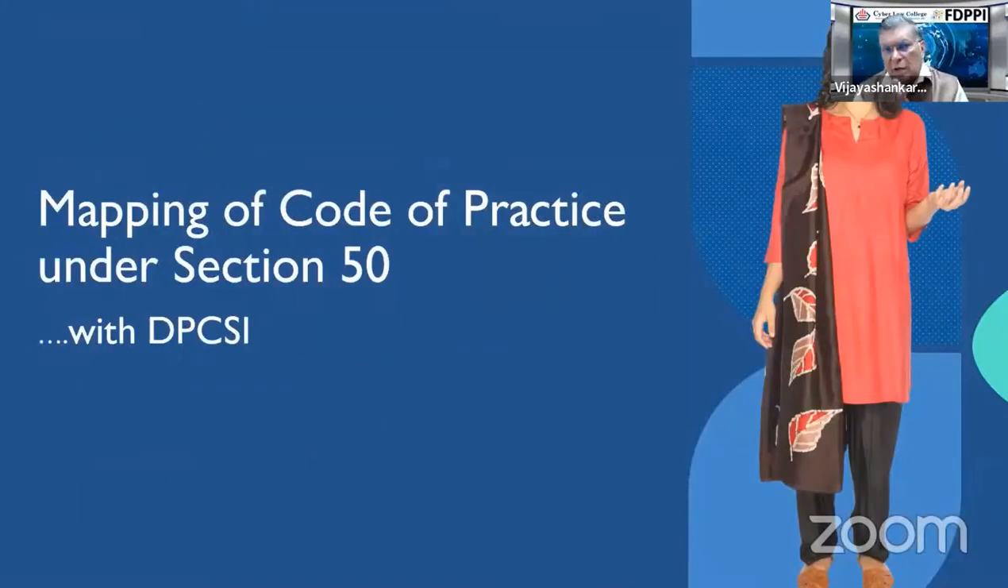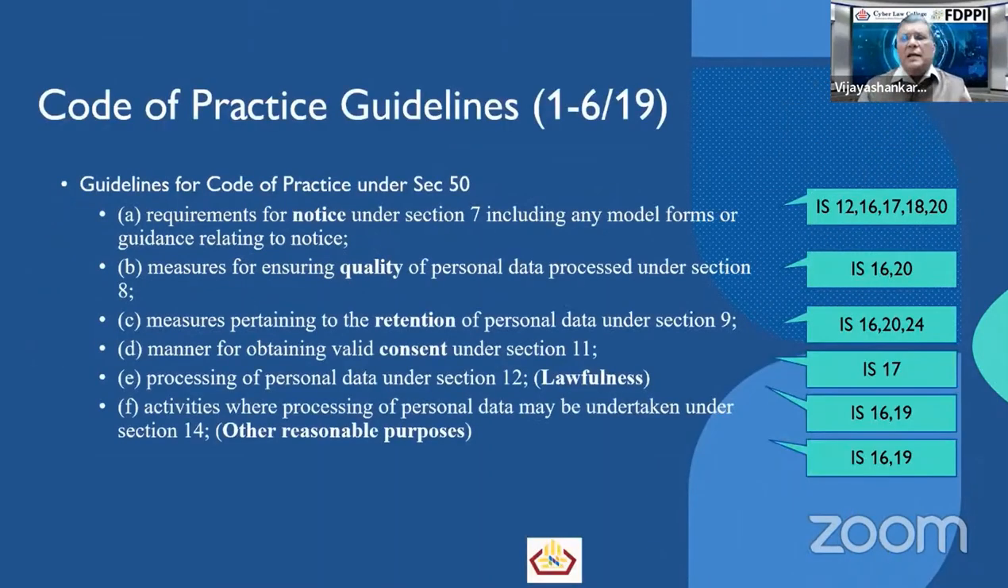Now, just to give you the confidence that what we have done in the DPCSI meets the code of practice as given under section 50, we have created our own mapping of the requirements of 19 points which are stated in the code of practice, and see how each of these things are addressed by our different implementation specifications. Here IS stands for implementation specification. So if you say notice, then we have got several implementation specifications addressing it. If you say data retention, we have got certain things.